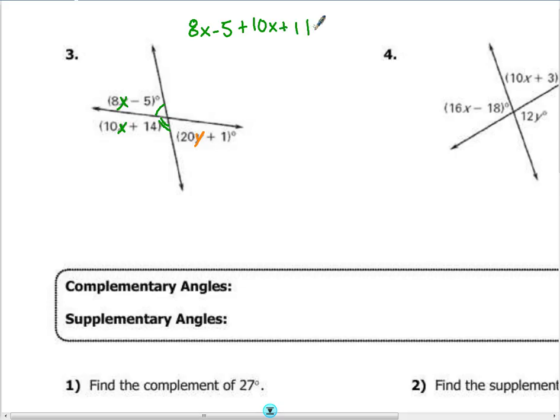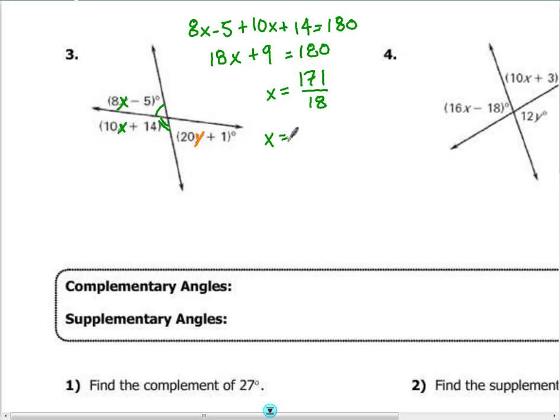Then I'm going to go ahead and add my like terms. I'm going to go ahead and undo addition, subtraction, and multiplication, division. And when I do that, I end up with 171 divided by 18, which x ends up equaling about 9.5 using my calculator, 9.5.